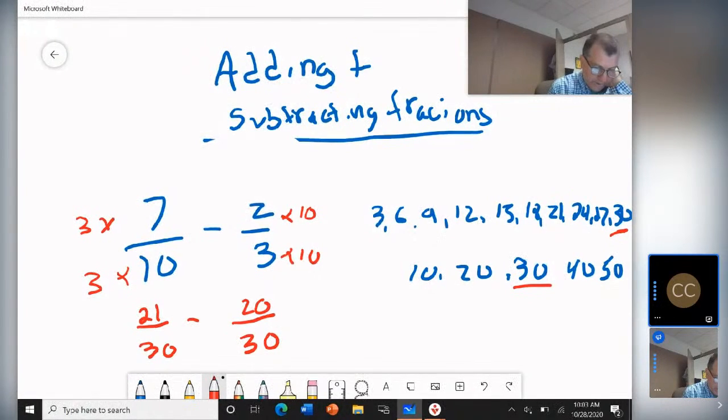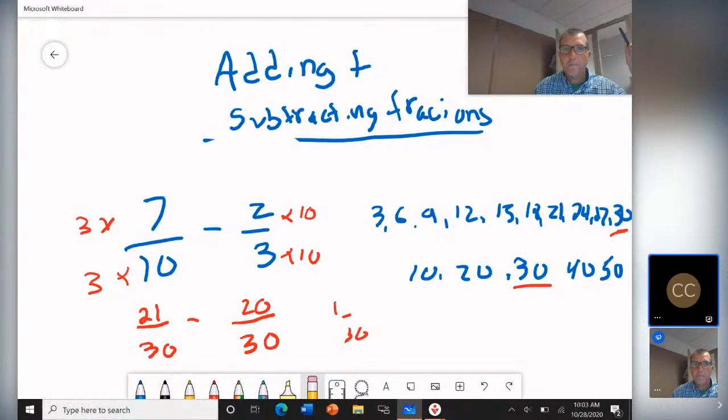So we have 21 30ths minus 20 30ths. We're going to get 1 30th. It's going to be our answer there. Okay, because our common denominator is going to be 30. So let's do one more subtraction.